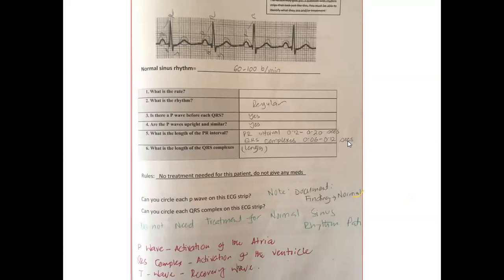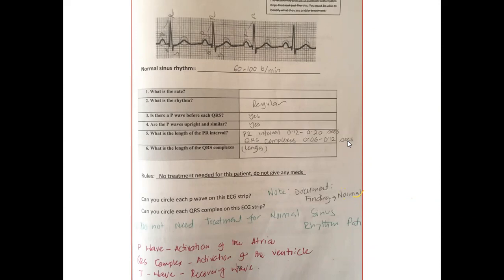So in case of normal sinus rhythm, we do not need any treatment, right? We do not give any medication. So some question here: if we do not get any abnormalities, we do not need treatment for a normal sinus rhythm pattern, right? And in the documentation, we should write that the EKG finding is normal, right?